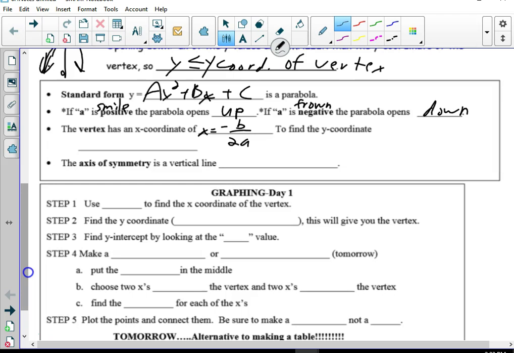Same thing here. To find the y coordinate, you're going to plug x into the equation. So after you find x, plug it back in, and that will give you y. And the axis of symmetry is a vertical line through the vertex. Again, it's going to cut it exactly in half.